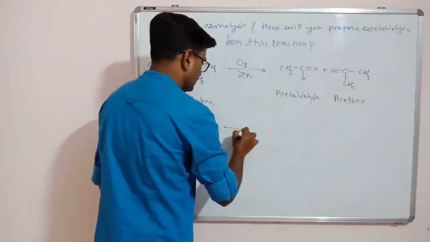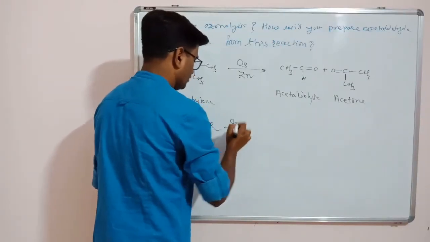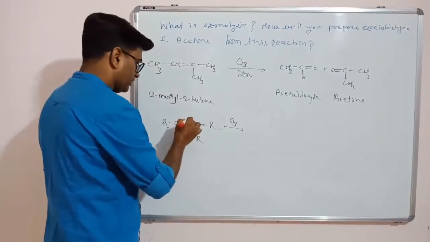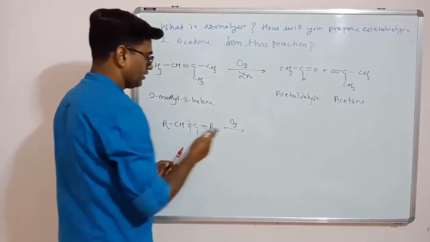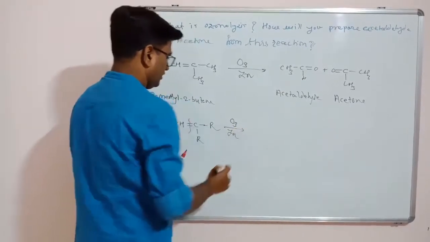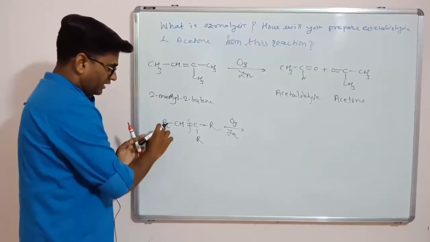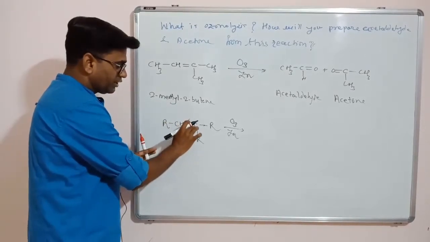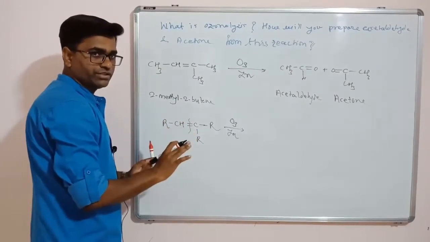In ozonolysis, suppose you are using ozone, then what will happen? This bond will get chopped, and RCH double bond remains as it is, but the double bond, instead of carbon, you have to write just oxygen.